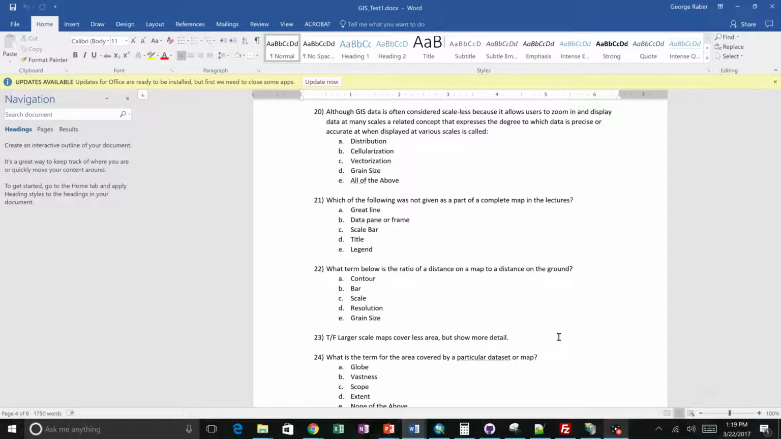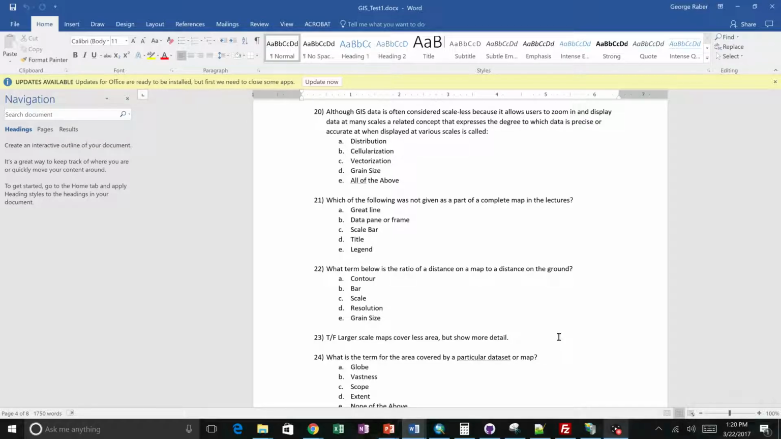Basically, what's the problem with that is that the grain size is the correct answer, meaning that as I zoom in and zoom out, sometimes that data may be less precise. It may not be precise enough to use at a certain scale because of its grain size, and that's what the book used to refer to that. Probably also would have accepted spatial resolution. That's the term we usually use in remote sensing literature, but we didn't use that term that often, so I left it off to not be confusing.